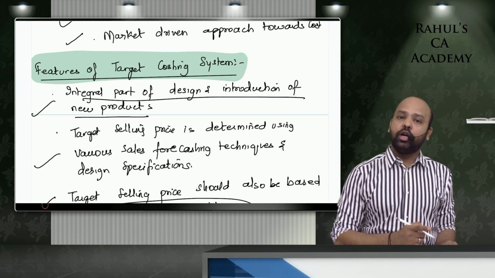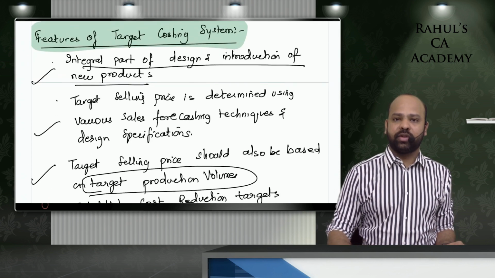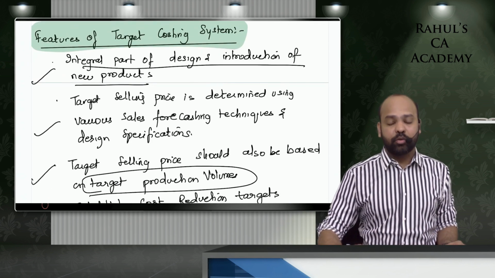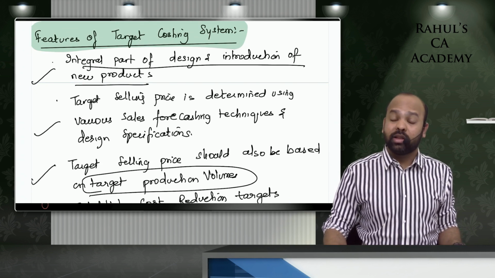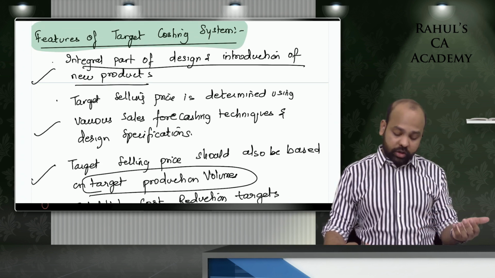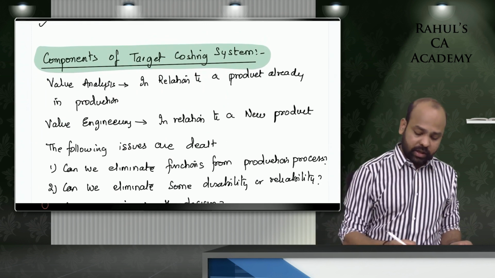It is integral to your design phase. Target selling price can be estimated using sales forecasting technique, and should also be based on your anticipated production volumes. And after that, you will compare your actual cost with target cost to know what are the desired cost reduction targets. The components of target costing system, guys, another important point.